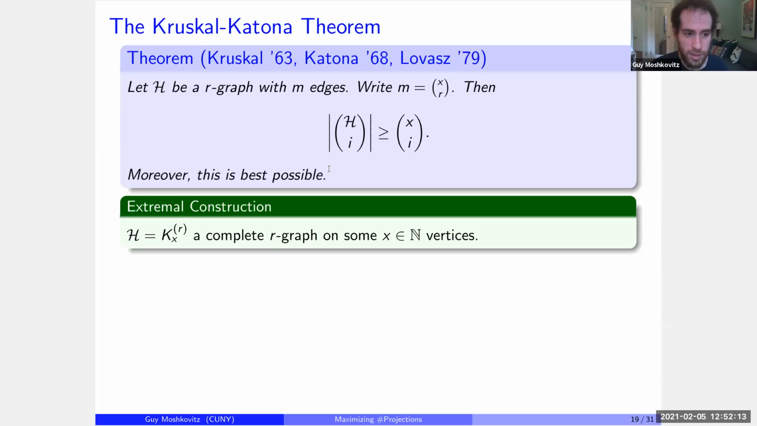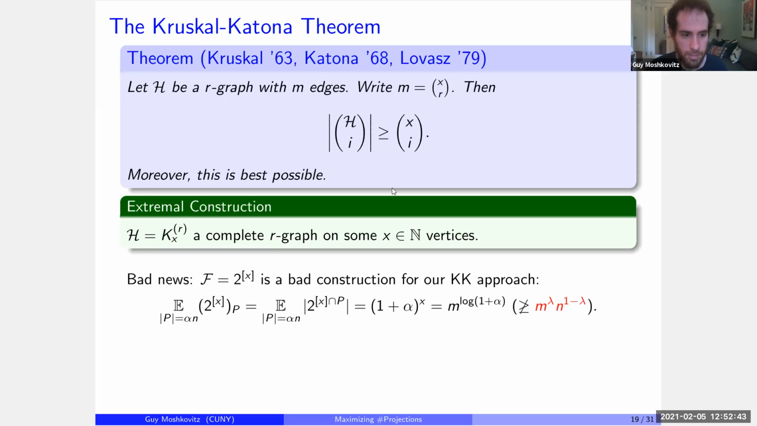In other words, the worst case scenario for Kruskal-Katona, sorry, KK, is if you take a clique, right? If you take a complete graph on just a handful of, like the smallest number of vertices that you can. So it's the most dense family that you can think of, the most dense hypergraph. All the edges are concentrated on the smallest number of vertices, and you take all possible edges. Okay, so that's the extremal example here.